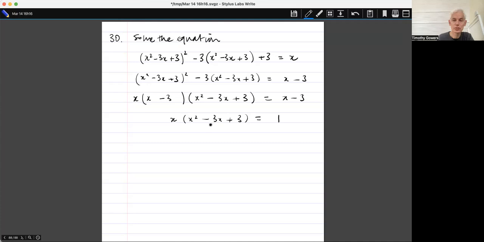What could I... So if I want to get this product to be 1, then I can't have them both being integers unless x equals 1, which I... Does that work? 1 minus 2 plus 3. So if x equals 1, I seem to get 1 times 1. Yeah, because the 3x plus 3, this bit cancels. Okay, so x equals 1 is a solution.